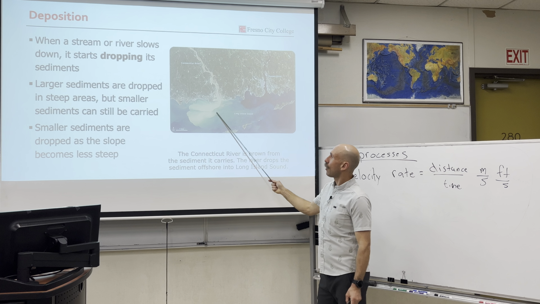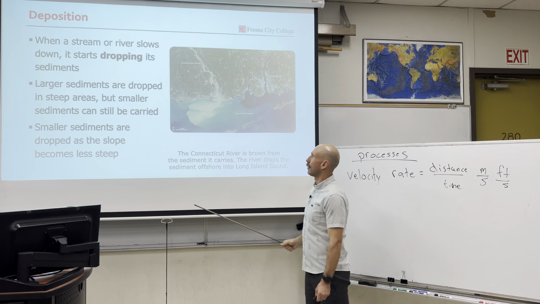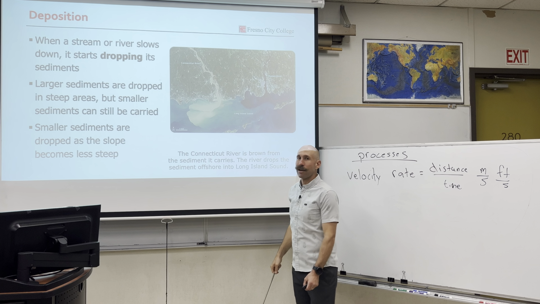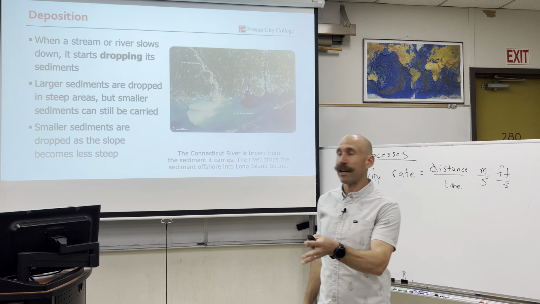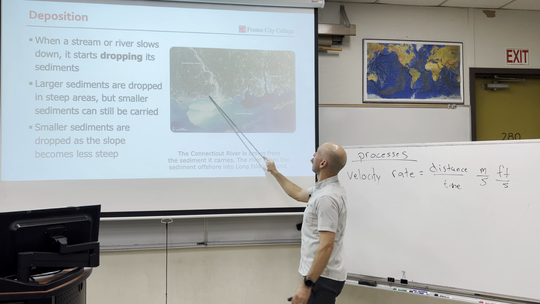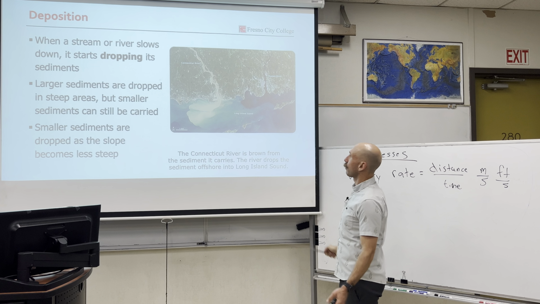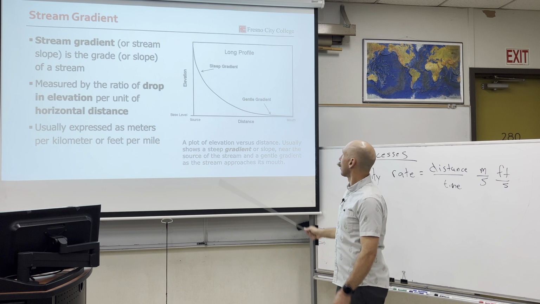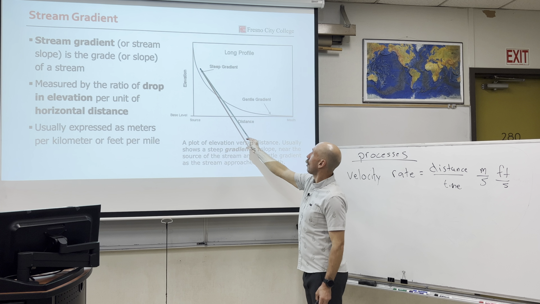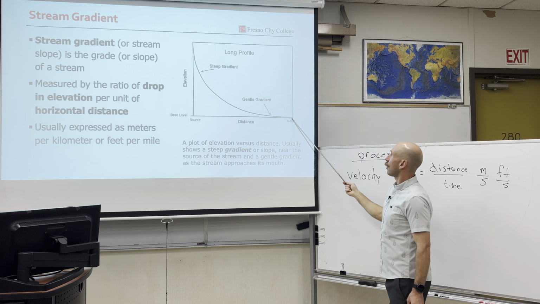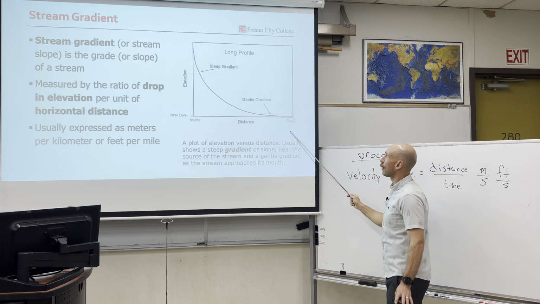When rivers slow down, they deposit. They drop their sediments. Smaller sediments are dropped as the slope becomes less steep. Again, these fluvial processes are creating fluvial forms. Here we have turbid water, a delta at the mouth of this river system. The longitudinal profile is steep in the headwaters and very shallow at the mouth, giving us zones of erosion, transportation, and deposition.